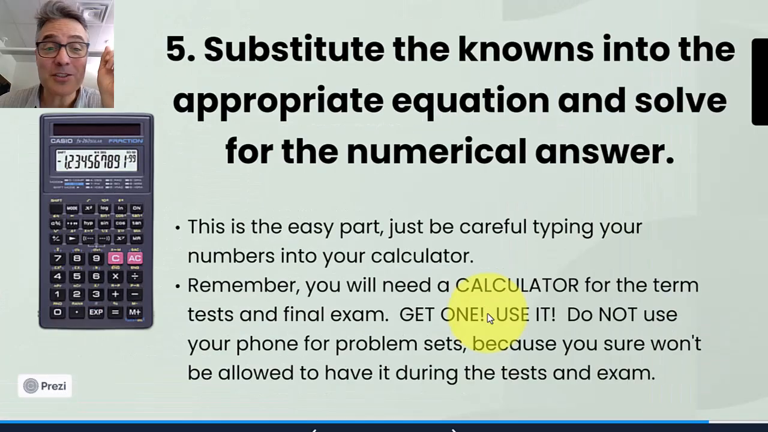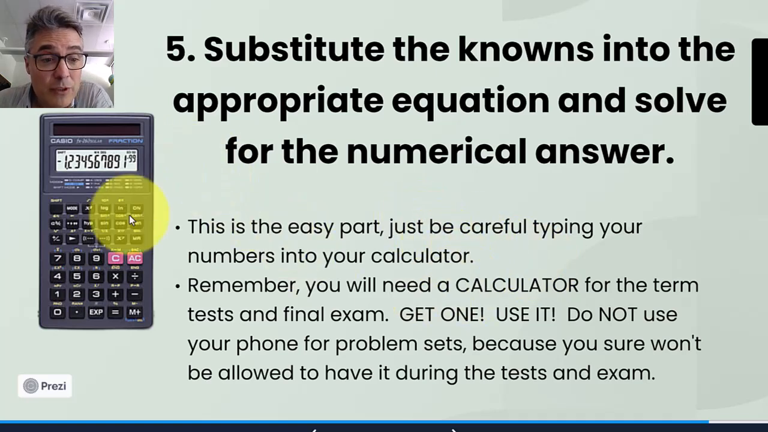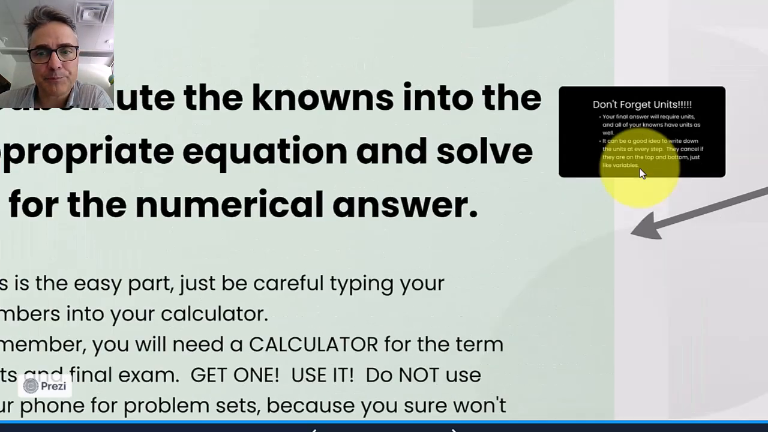Step 5 is substitute the knowns into the appropriate equation or equations and solve for the numerical answer. This is sort of the last step. It's one of the easier parts. As long as you're careful of typing numbers into your calculator, it's not real tricky. You just do it. Don't forget, you do need a calculator for the term tests and the final exam. So I would get one now. Use it for your problem sets. Don't use your phone or Excel or something for problem sets, because you sure won't be allowed to have your phone during the tests and the exam.